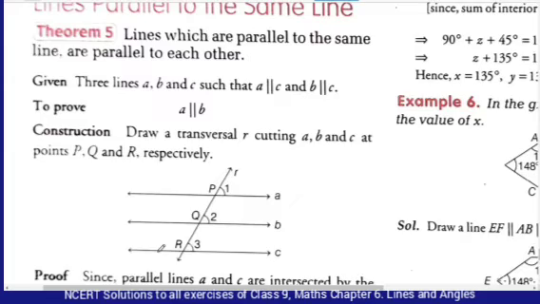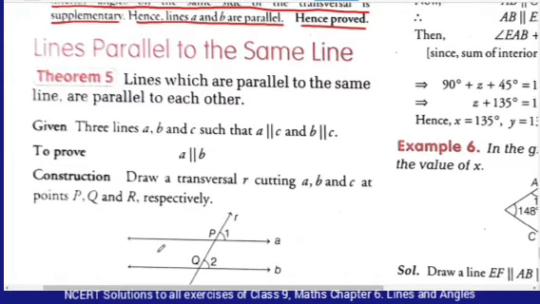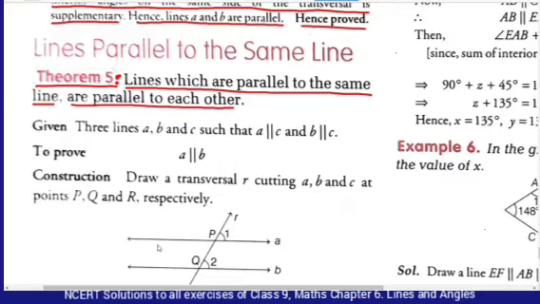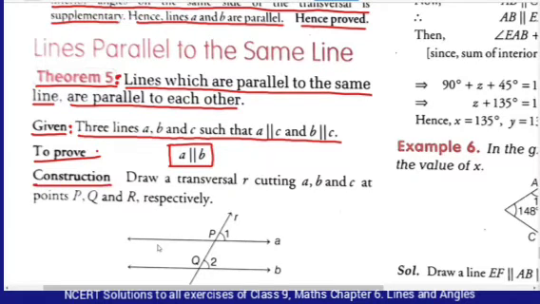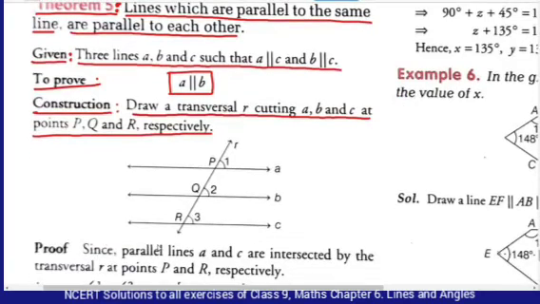Last theorem. This theorem is related to lines parallel to the same line. Lines which are parallel to the same line are parallel to each other. Given three lines A, B, C such that A is parallel to C and B is parallel to C. Here we have to prove A is parallel to B. Construction: draw a transversal cutting A, B and C at points P, Q and R respectively.